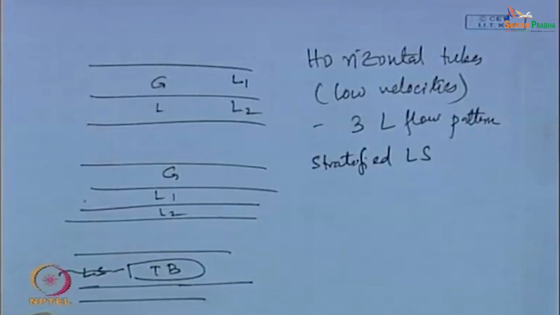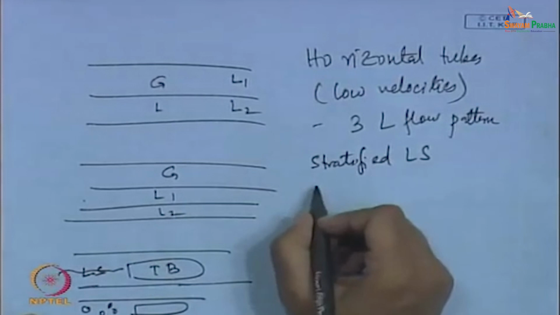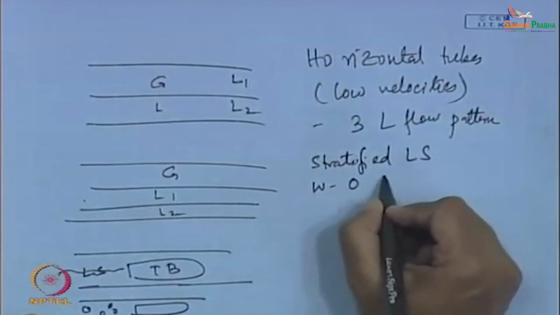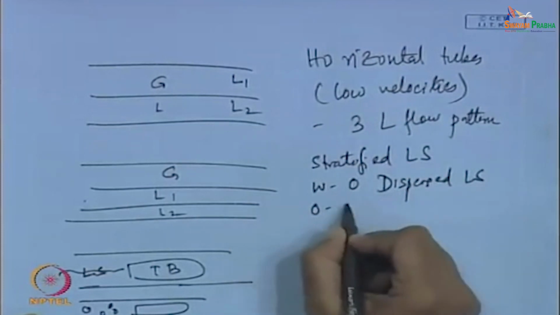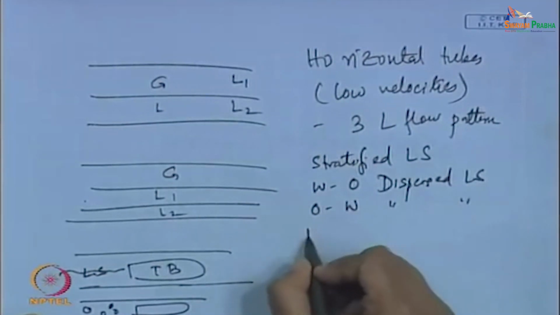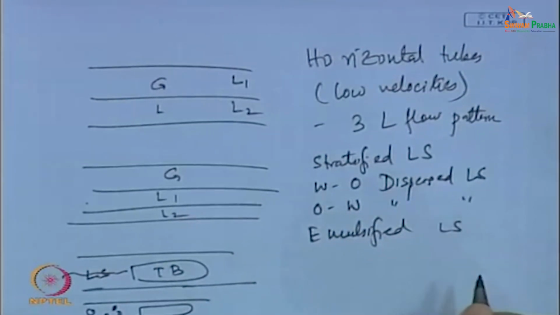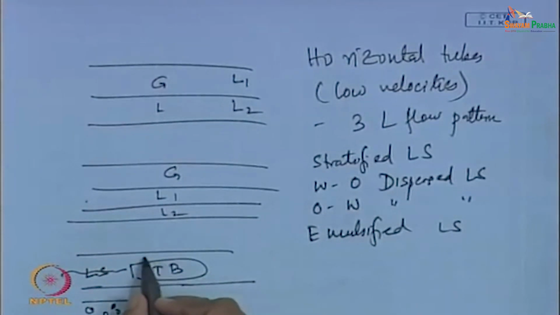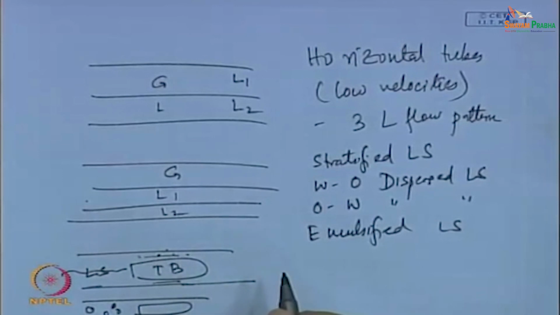It can have droplet sort of a thing. So, therefore, we can have water in oil dispersed liquid slug, we can have oil in water dispersed liquid slug, and we can have an emulsified liquid slug as well. And interestingly, in this case also we find that in the liquid film between the Taylor bubble and the pipe wall also, there can be some particular, say a water film with oil droplets and so on.